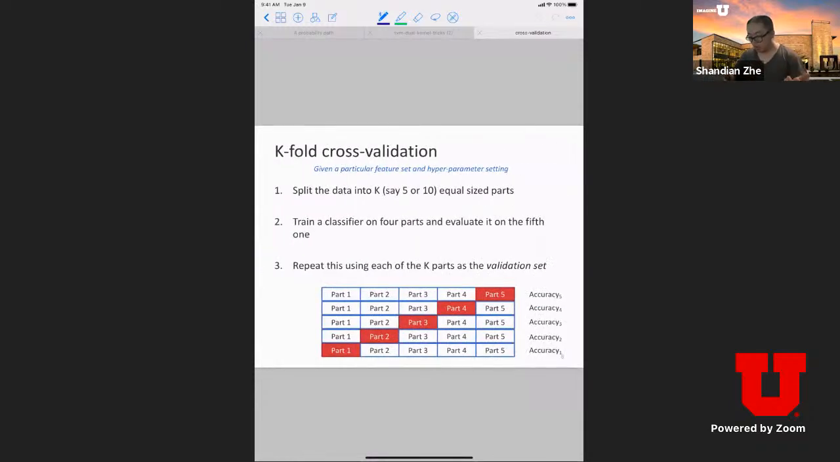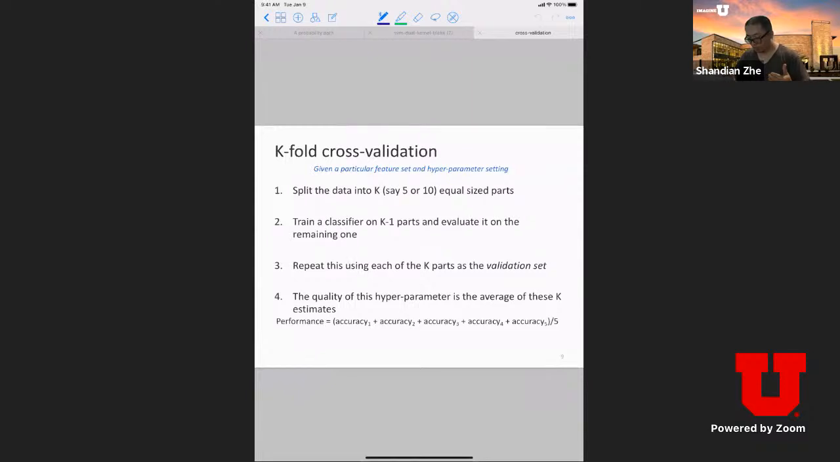And then I use part 4 for test and use the remaining for training. I get accuracy 4, right? And you continue until you enumerate every part as the test and the remaining as the training. You get 5 accuracies, right? And then you average these 5 accuracies as the final performance measurement for this particular value of C, 0.1, right? So now you get a performance evaluation for one setting of C.